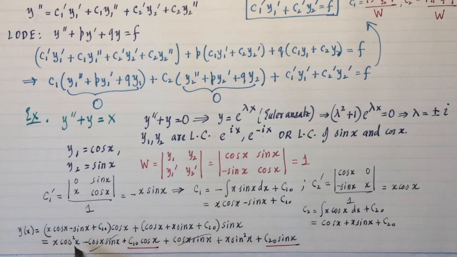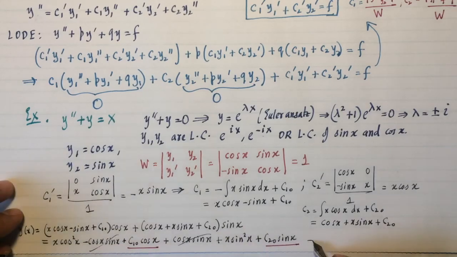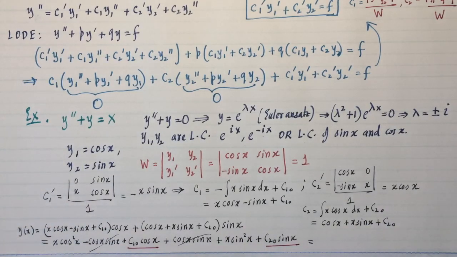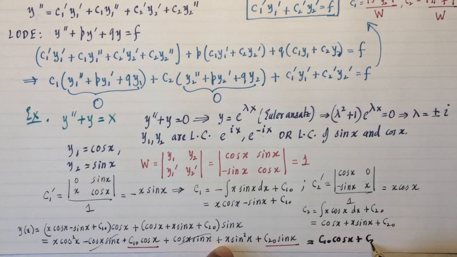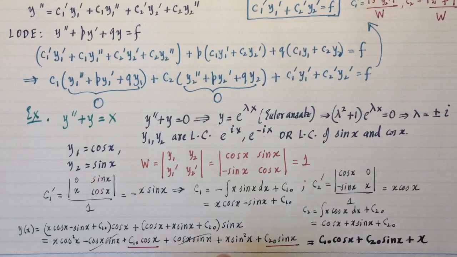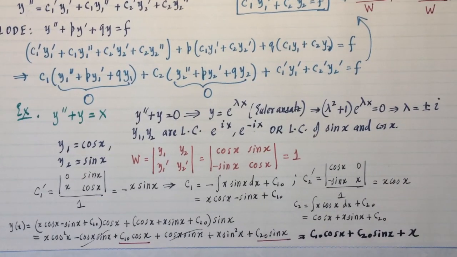And then I have x cosine squared x plus x sine squared x, which is x. So the full solution to this problem is the homogeneous part, which is C1 naught cosine x plus C2 naught sine x, plus the particular solution, which in this case is just x. Now you may think, oh, I could have guessed that without doing any of this work, but in more complicated problems, it's not an easy thing to do.